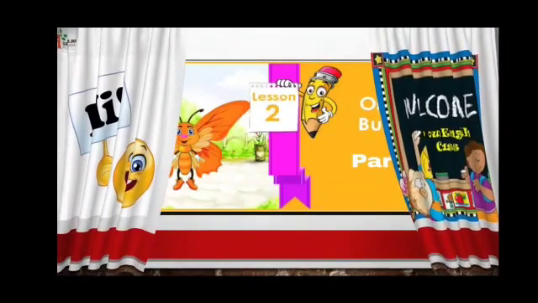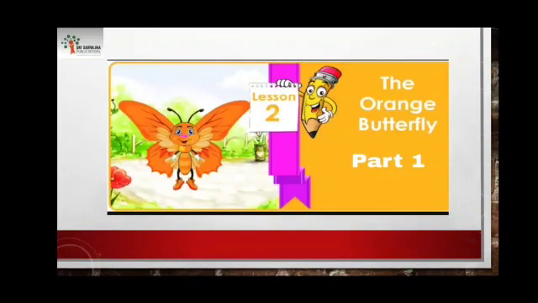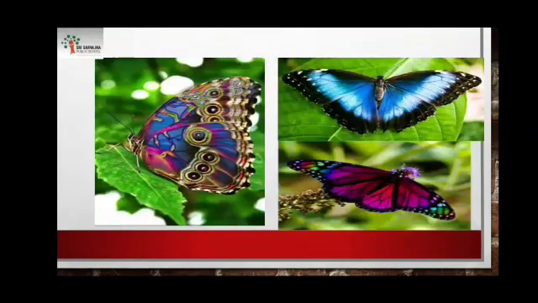Today, let us read the lesson The Orange Butterfly, Part 1. Wow! Look at these beautiful and colorful butterflies. They are in different colors and have different patterns.